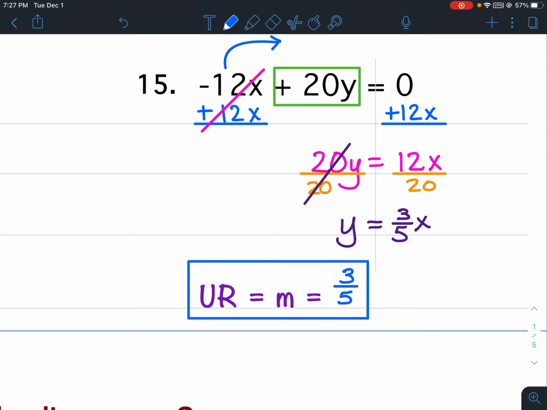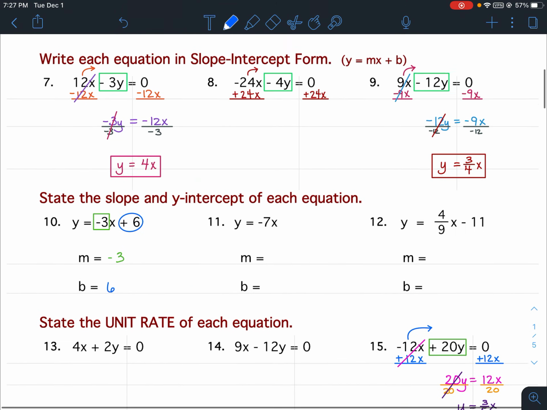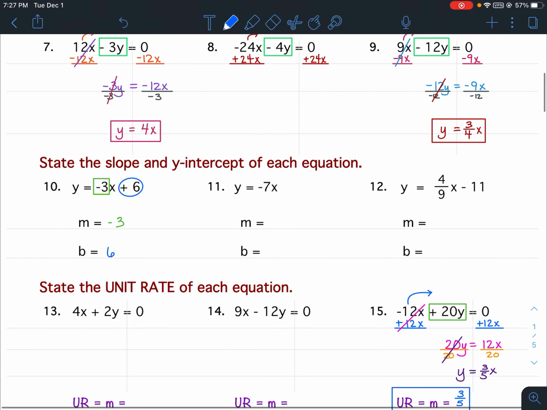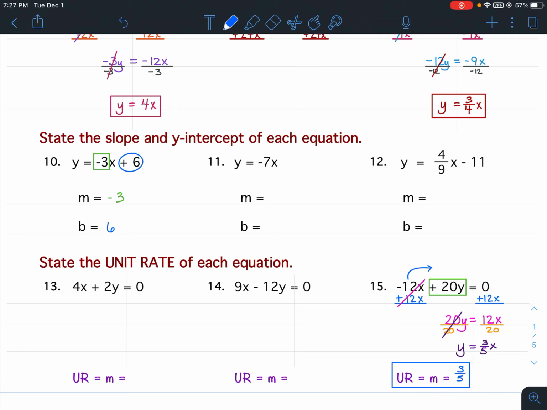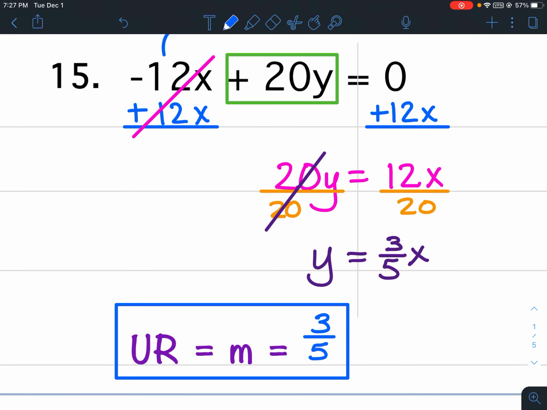All right. Again, I already solved 14, which is the same as number 9. It's already solved. So the only one you'd have to solve on your own is 13. And then remember, the unit rate, which is the slope, is the number in front of x. Now, I just want you to notice that up here, there's an x, but in my final answer, there's no x.